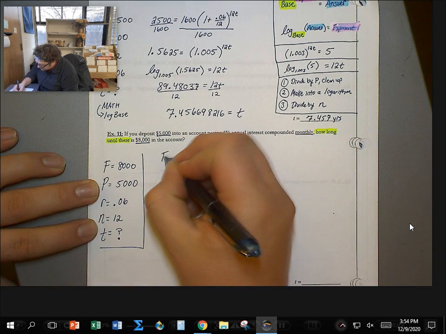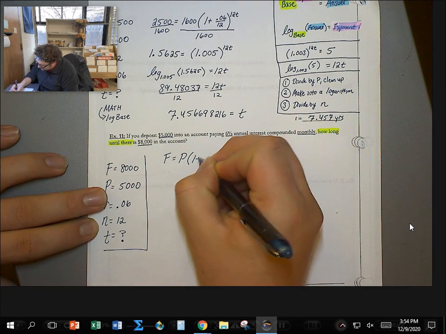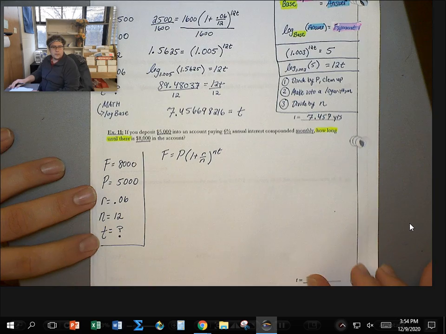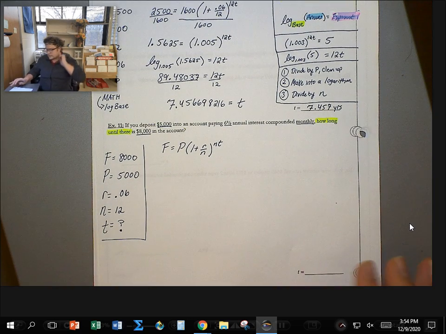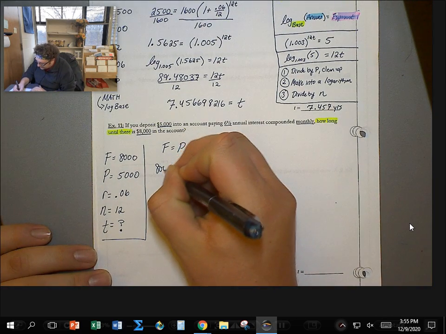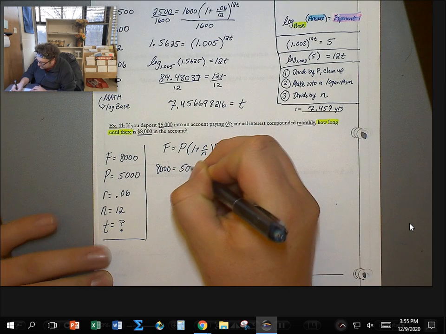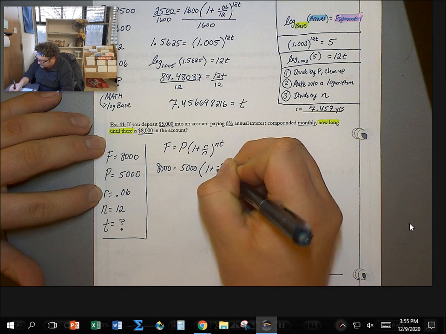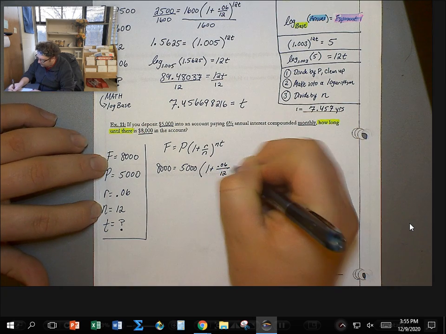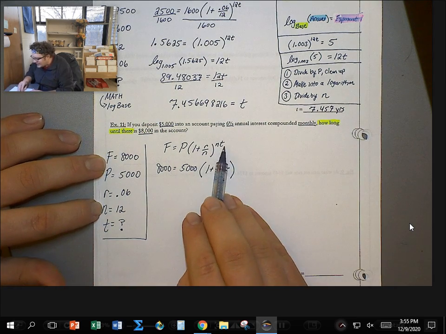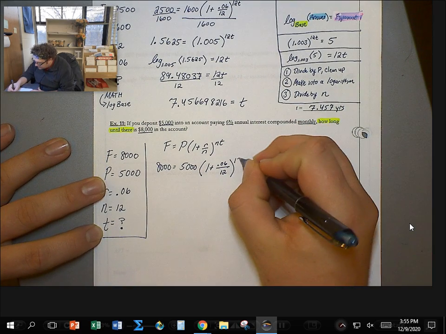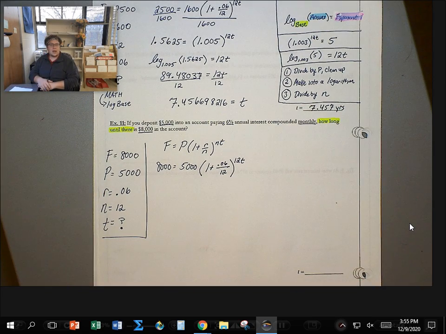So we're going to give ourselves the compound interest formula. You copy it from your packet or right from here. And then I'm going to put all the variables into their places. So we have 8,000 equals 5,000 times 1 plus the rate is 0.06 divided by n, which is 12. And then nt is the exponent, so n is 12, t is just t. So we're going to have 12t up there on the top.